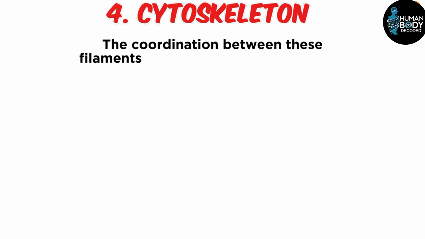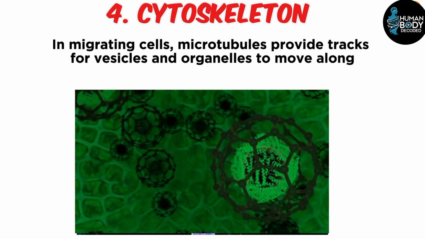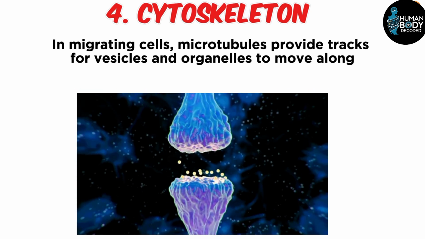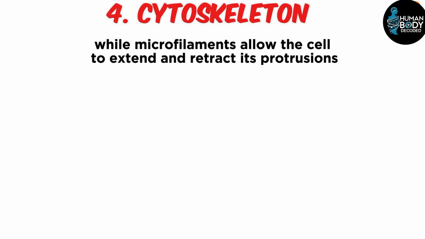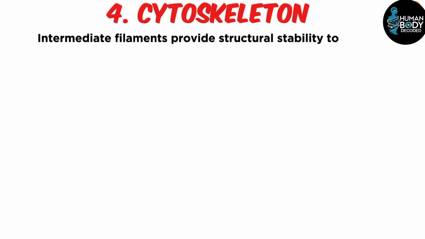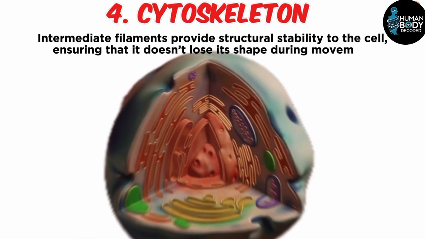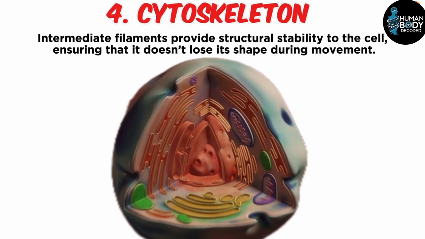The coordination between these filaments is also crucial for cell motility. In migrating cells, microtubules provide tracks for vesicles and organelles to move along, while microfilaments allow the cell to extend and retract its protrusions, like lamellipodia and filopodia, that help the cell move forward. Intermediate filaments provide structural stability to the cell, ensuring that it doesn't lose its shape during movement.